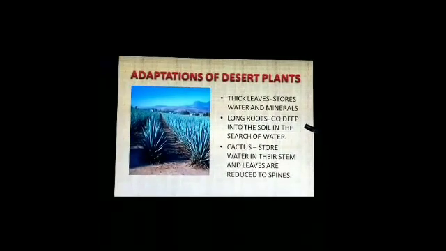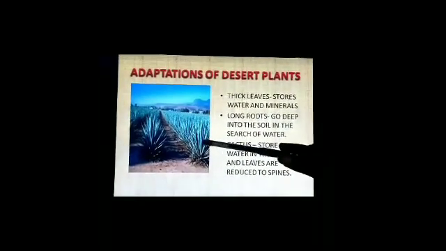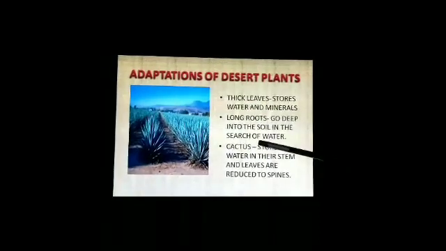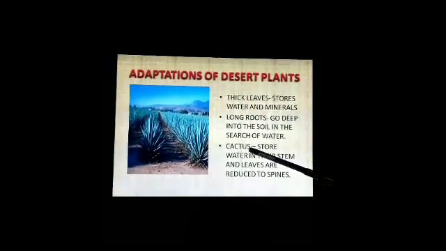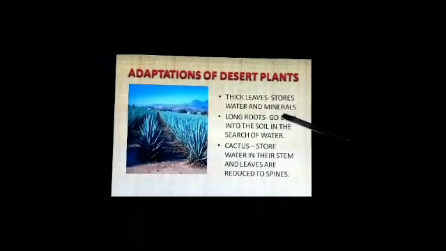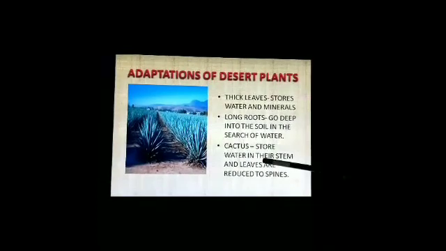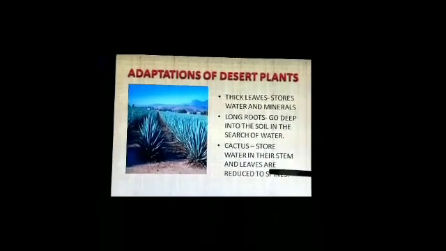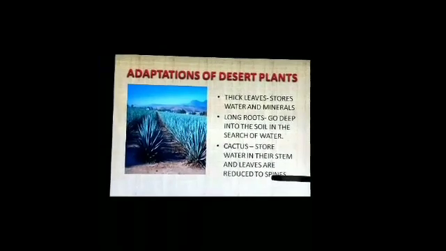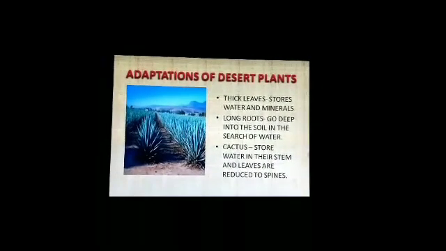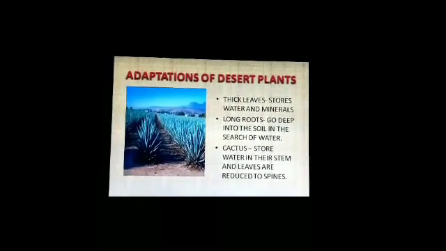For example, acacia. But the cactus plant stores water in its stem and the leaves are reduced to spines. These are some adaptations of the desert plants.